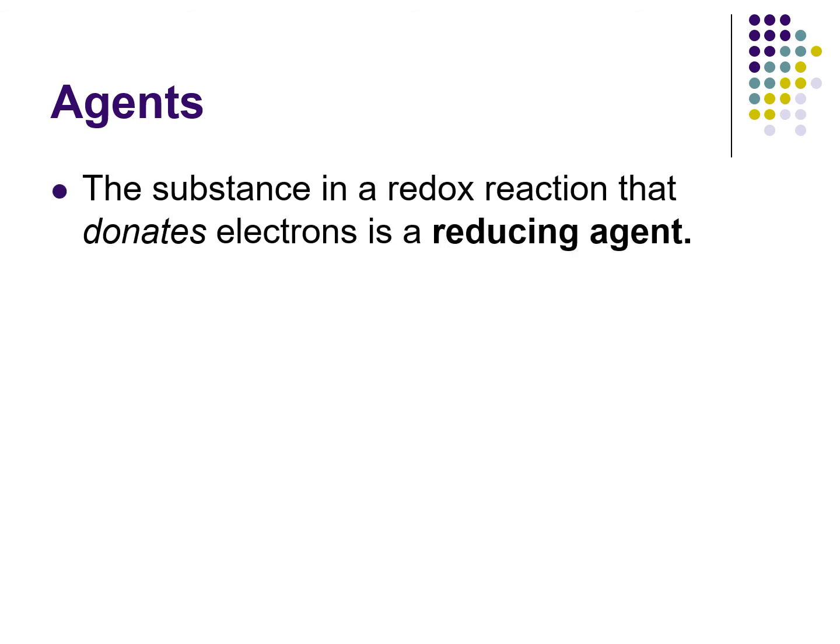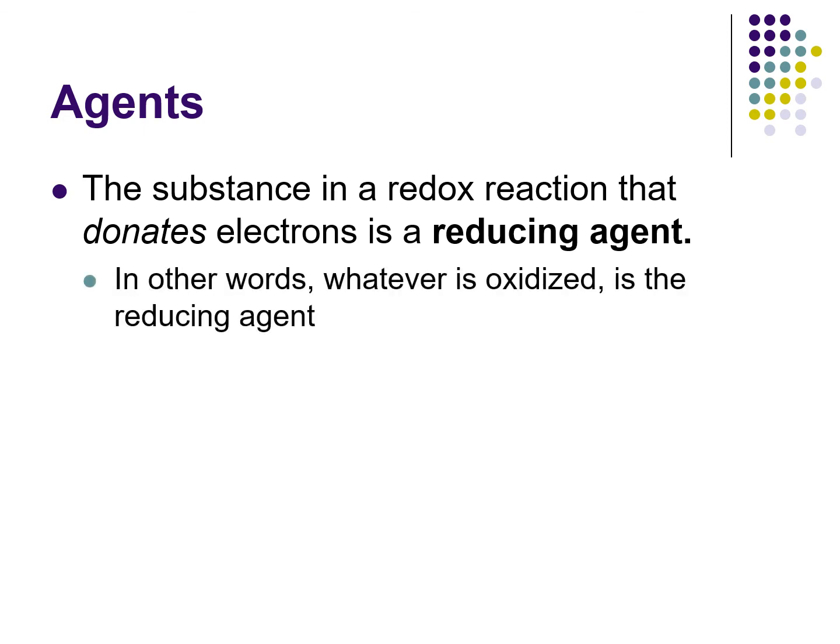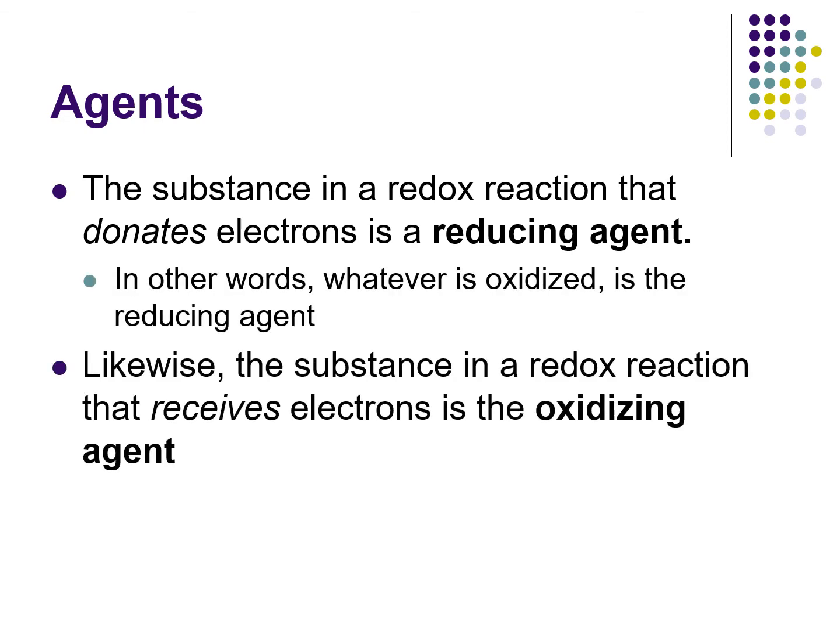Now, just because your life is not complicated enough, you'll see the terminology of agents coming into play. So we're talking oxidizing agent or reducing agent. Whatever chemical donated the electrons is the reducing agent. So again, donating electrons is oxidation. So whoever is oxidized is also called the reducing agent. Likewise, whatever substance received electrons, was reduced, is the oxidizing agent.